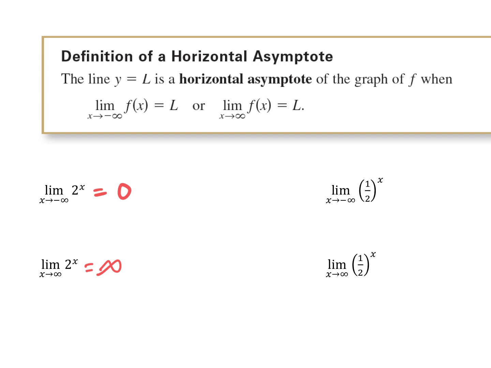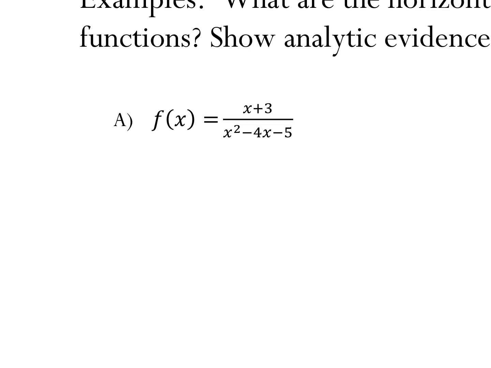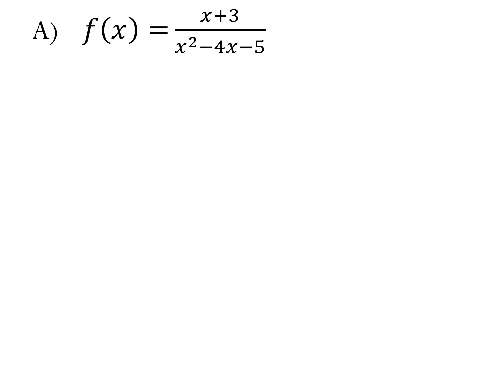Everybody good? What if we made that instead of 2 to the x, I made it 1/2 to the x? Now as x approaches negative infinity, y approaches infinity. As x approaches positive infinity, y approaches 0. So still, both of them have a horizontal asymptote, just one-sided. Everybody okay? All right, so if I ask you to find horizontal asymptotes, you still have to be able to take a limit as x approaches infinity. Is everybody with me?